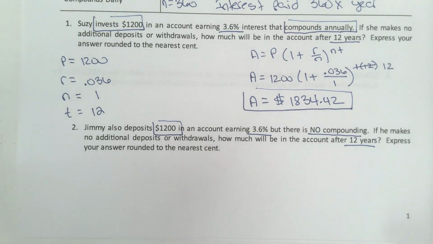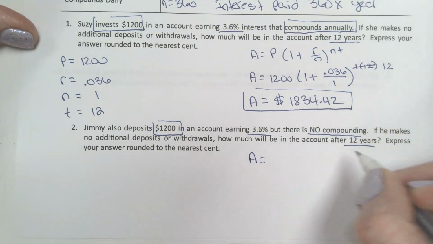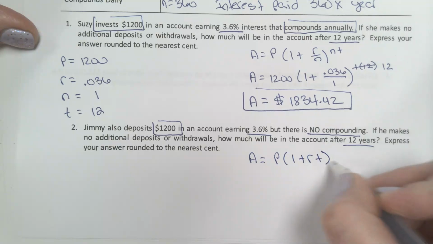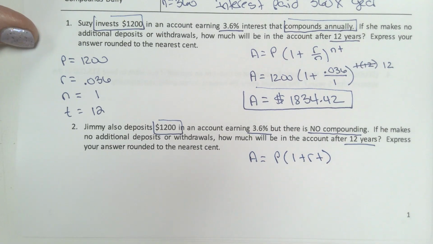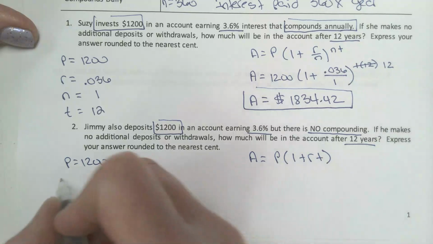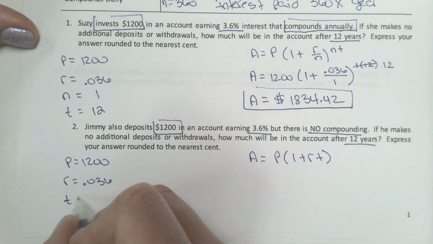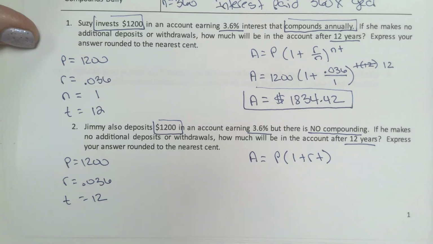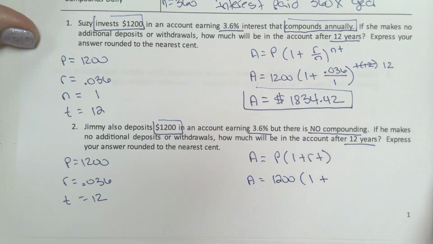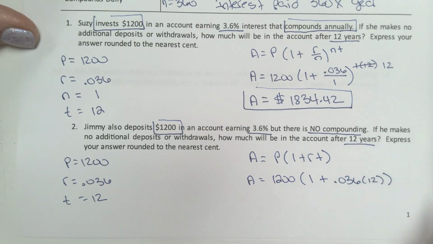All right, so there's no compounding. So this is what we did yesterday. Yesterday's formula with no compounding is A equals P times (1 plus RT). So P is still 1,200. My rate is still 0.036. And T is still 12. So I have 1,200 times (1 plus 0.036 times 12).